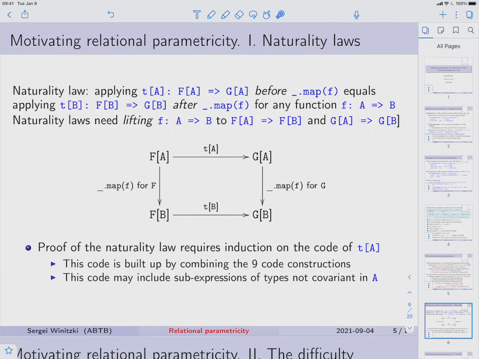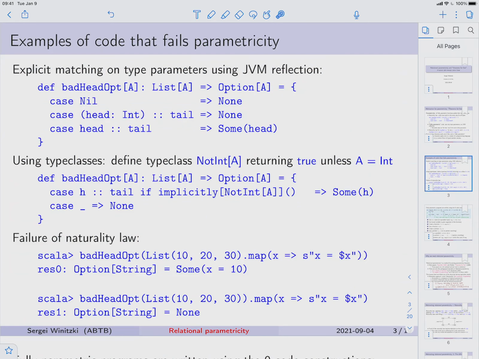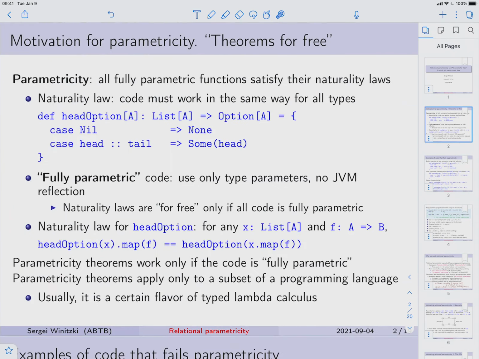So let me then go on to naturality laws in order to motivate why we need parametricity and what we get out of it. I showed an example of head option. The naturality law of head option was that you apply map after head option, and it's the same as you apply map before head option.